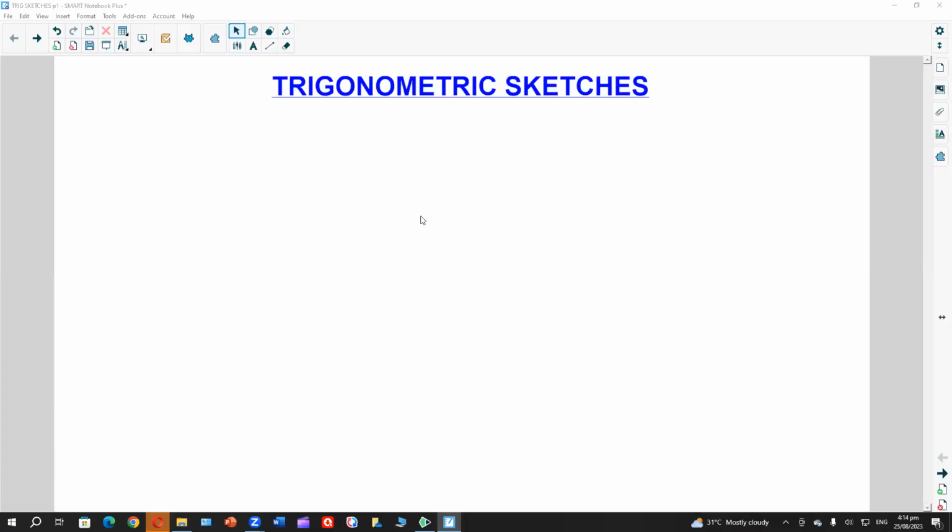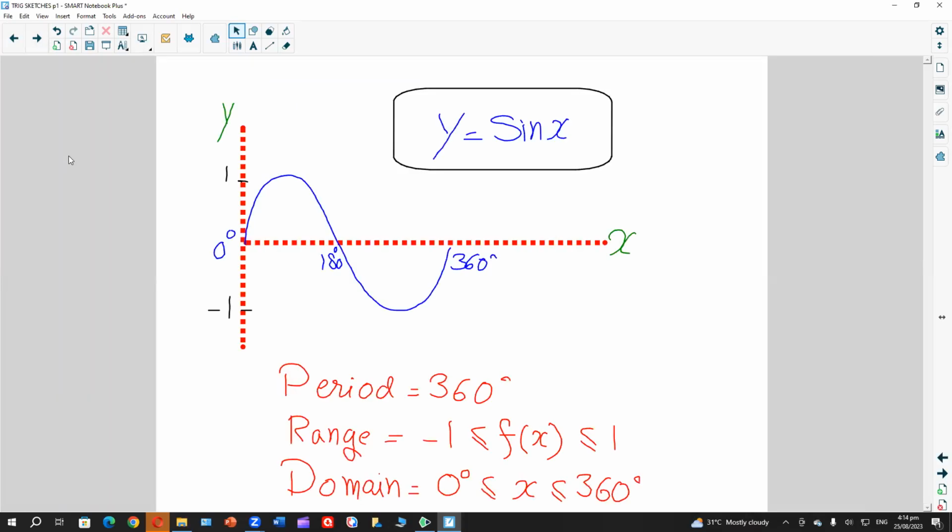Trigonometric sketches are actually a non-graphical interface. You're not supposed to use graph paper. This is the sketch of sine x. The graph goes up, the graph comes down. This is a pure calculator check. You can check what is sine 90, what is sine 180.